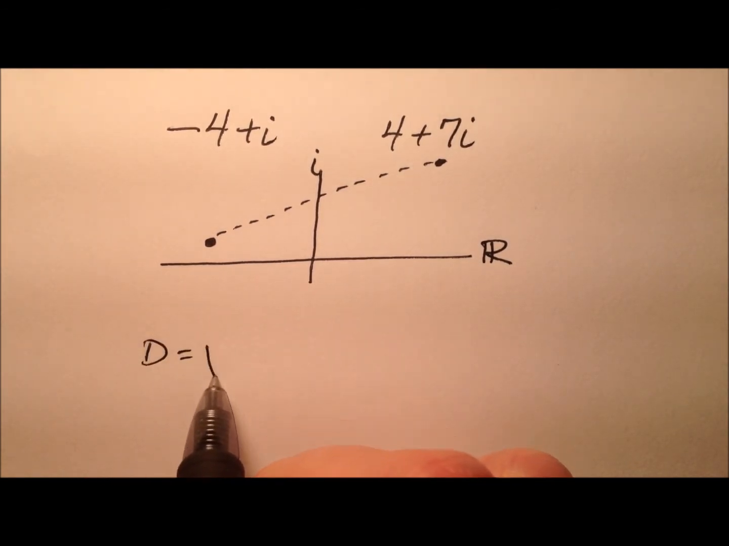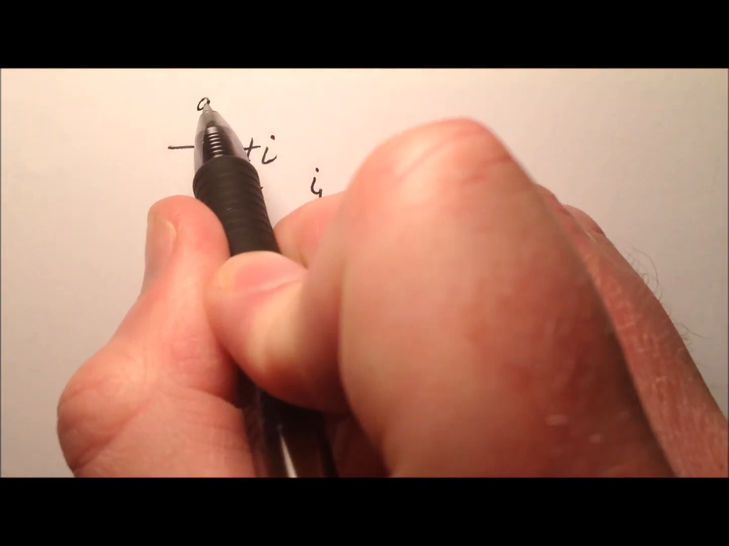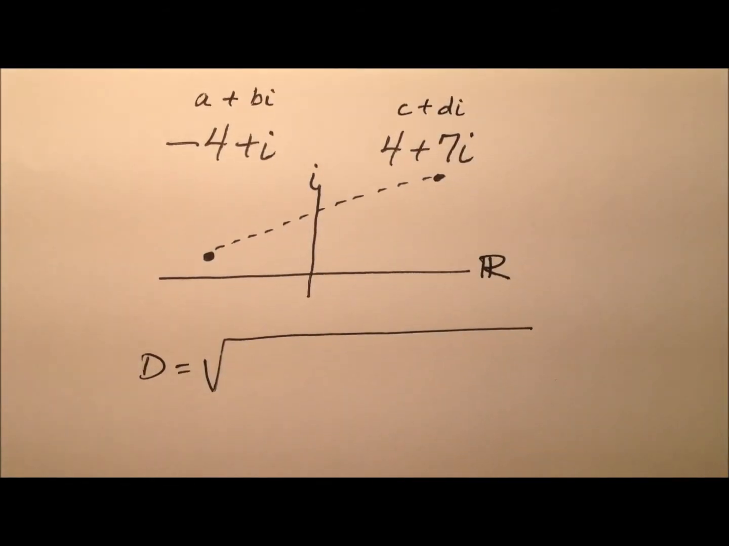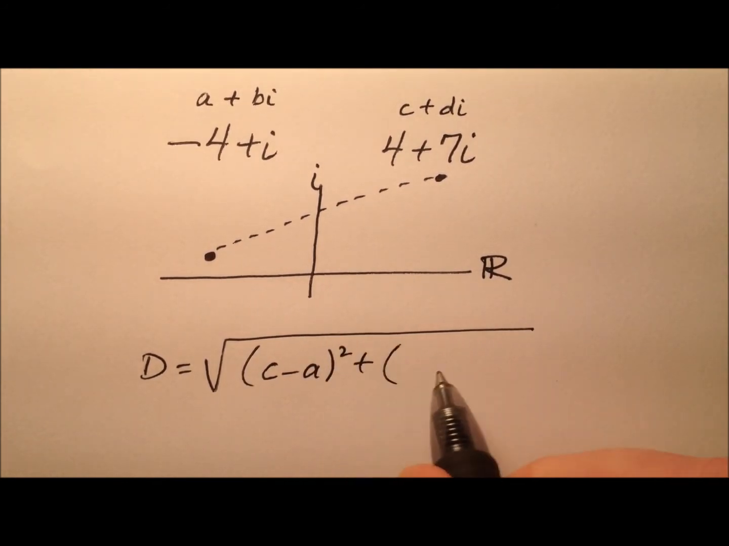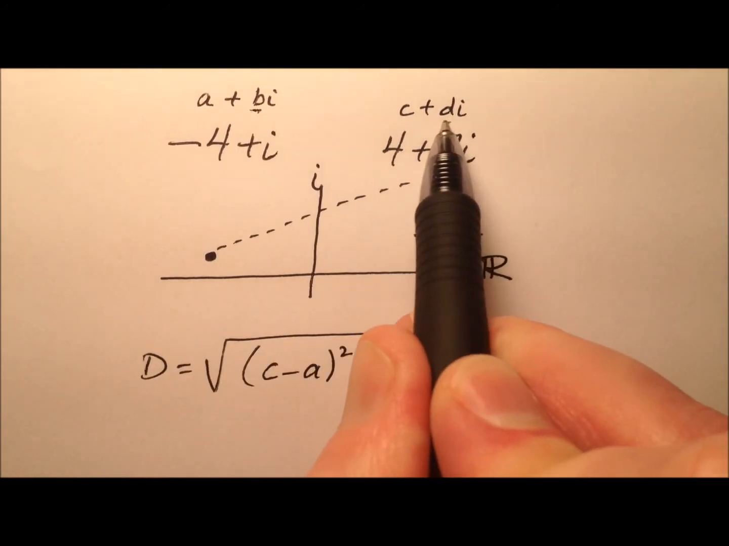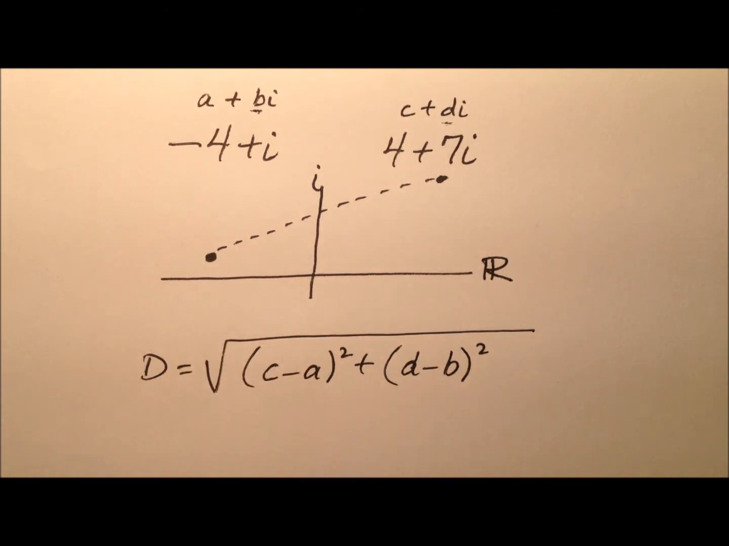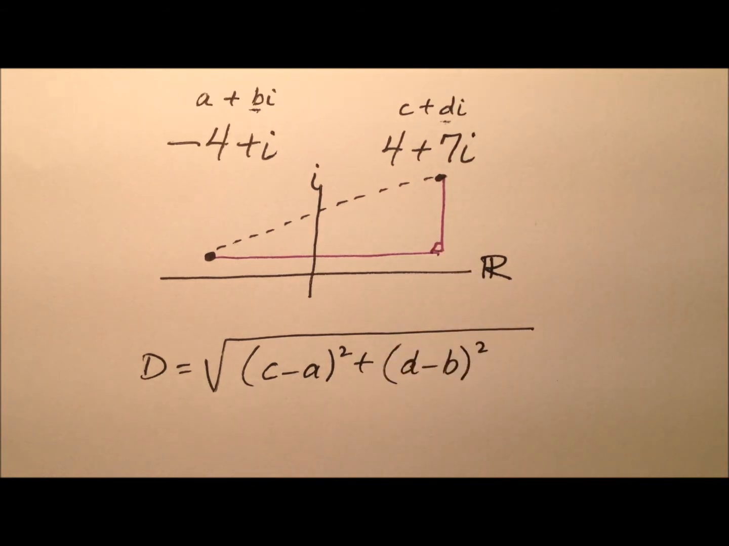Our distance formula is a big old square root. And when we have these two complex numbers, we can call this first one a plus bi, and the second one c plus di. So what happens is we're going to subtract their real parts and then square it. And then subtract the coefficients of their imaginary parts, just the b and the d, and then square it. Add those squares together, and then take the square root of the whole thing. And again, that's just the Pythagorean Theorem, because what we've done is made a nice right triangle out of these two points. So let's go ahead and get going.